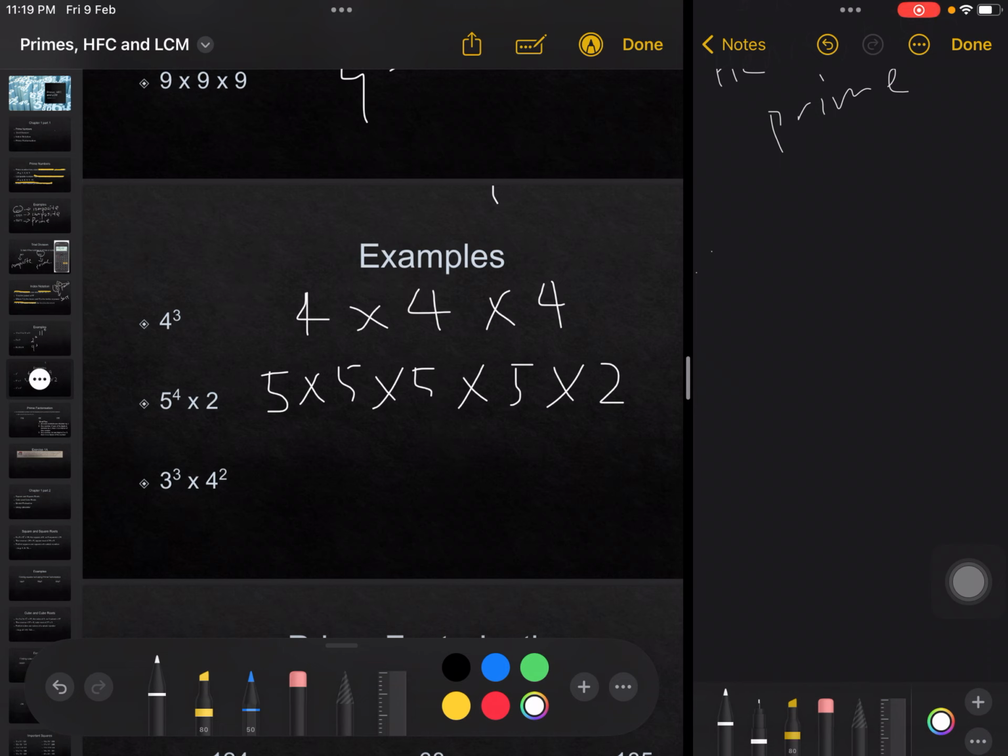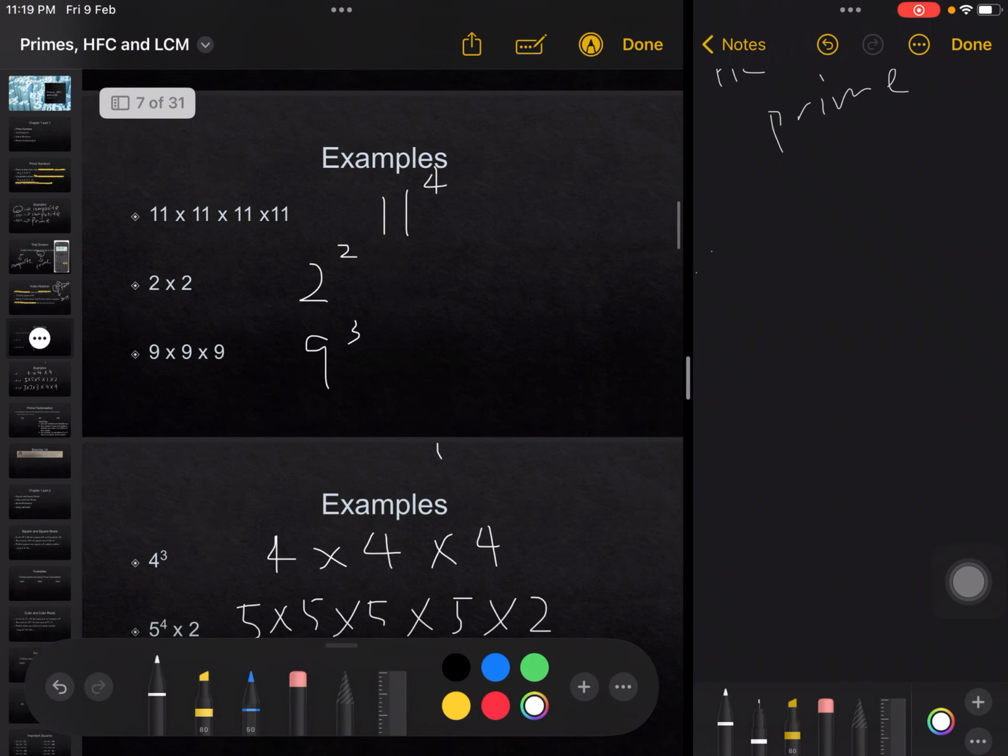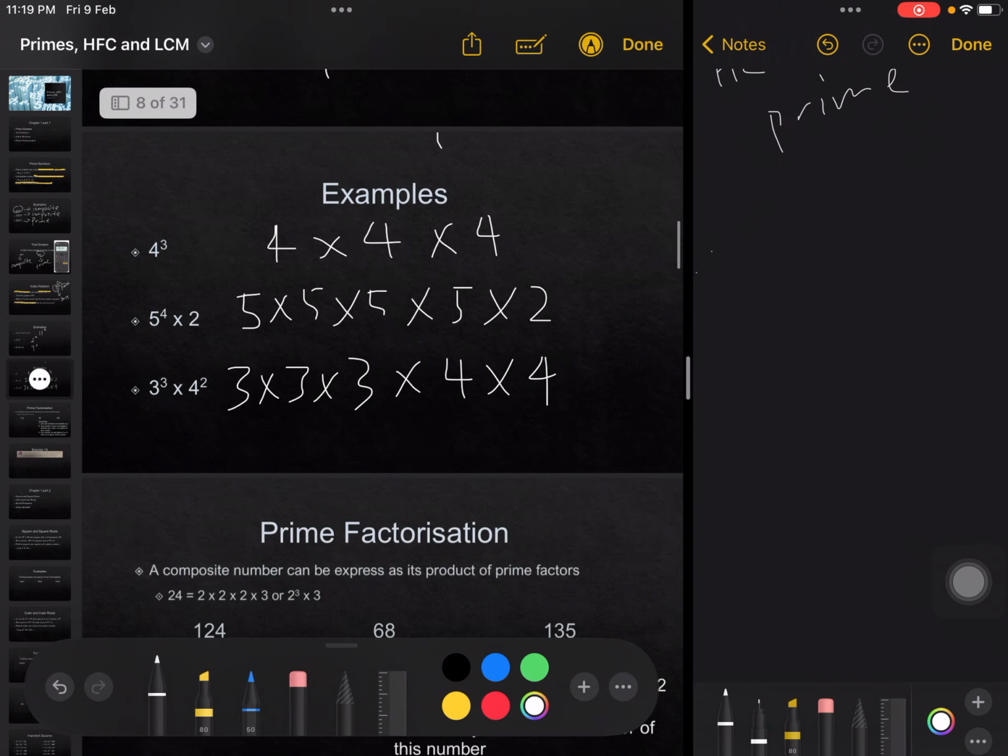Okay, 3 to the power 3 will be 3 times itself 3 times, 3 times 3 times 3. Okay, times 4 to the power 2, which is 4 times itself twice, so 4 times 4. Okay, so this is how we write index notation, converting index notation into normal expressions. Vice versa is the example above.